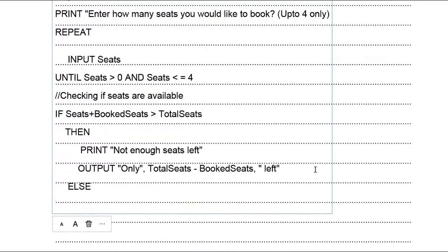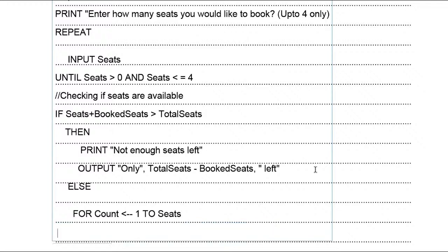Else means that you have enough seats available, so you can easily allow up to 4 seats to the user. So how can we do that? For count 1 to 4 seats, whatever the number of seats, 1, 2, 3 or 4, we are going to run a small loop, and inside that loop we should write our array name, evening.